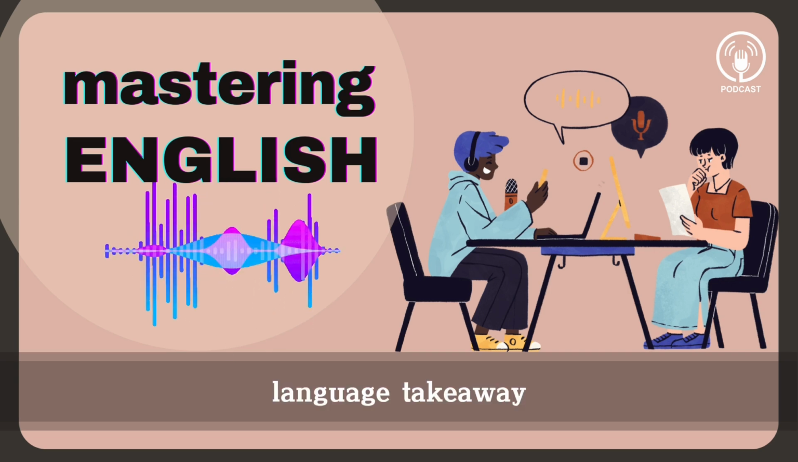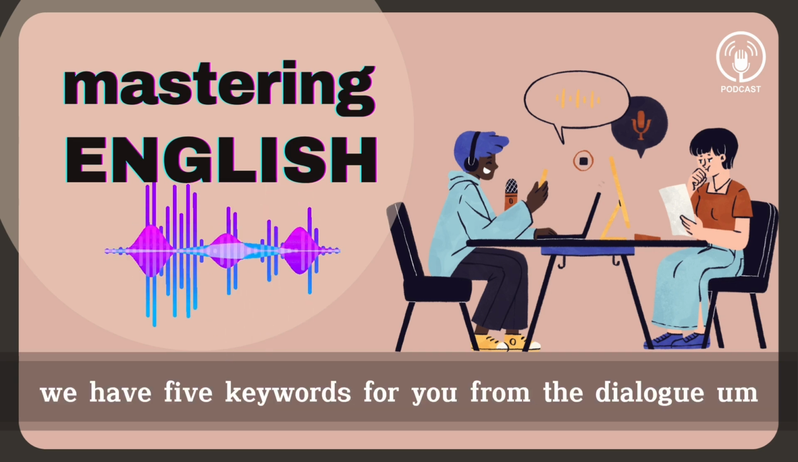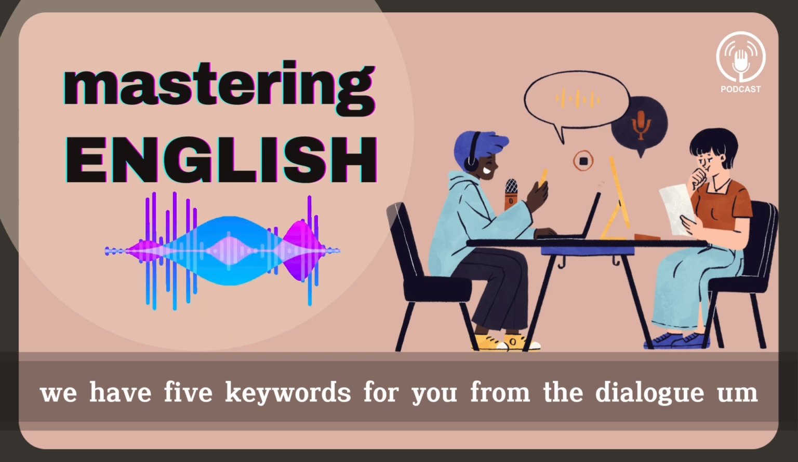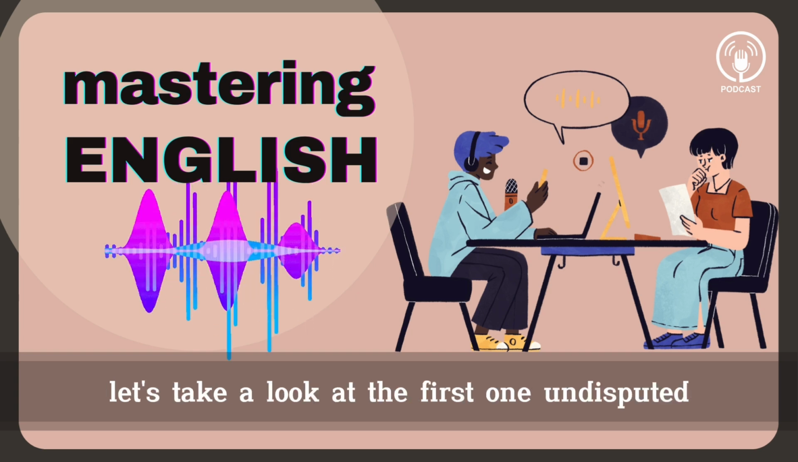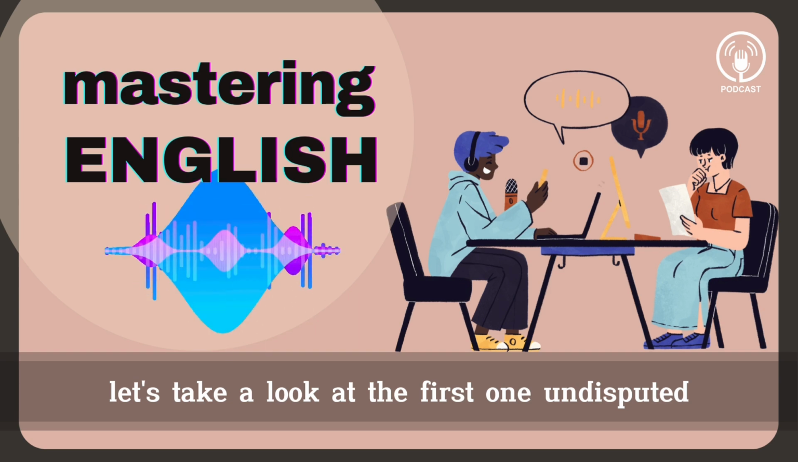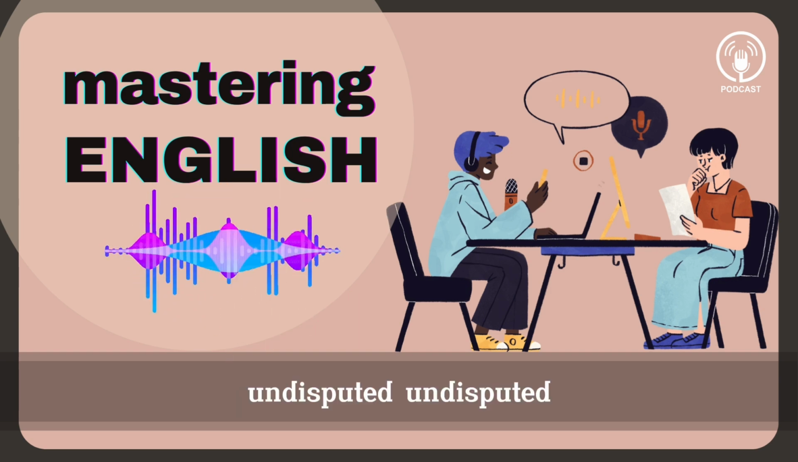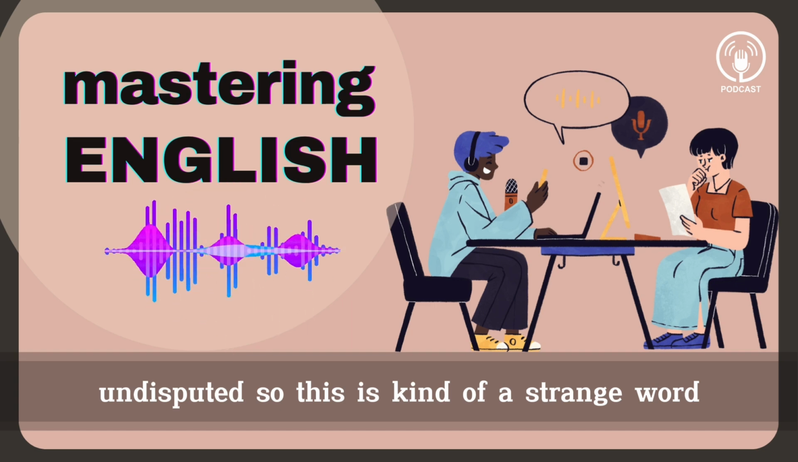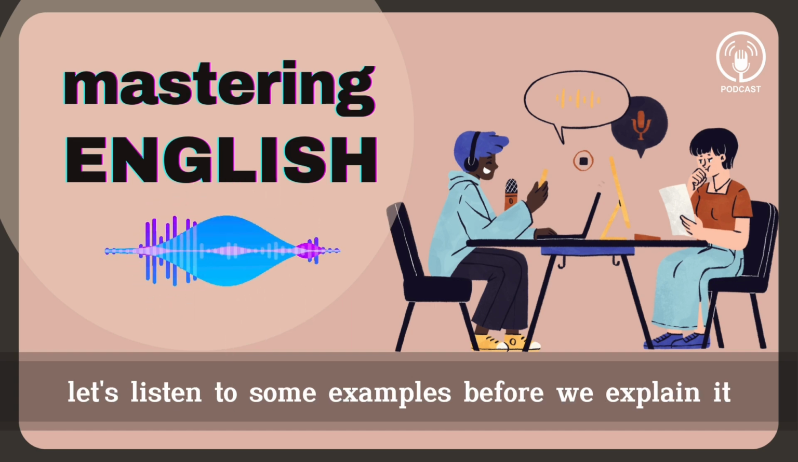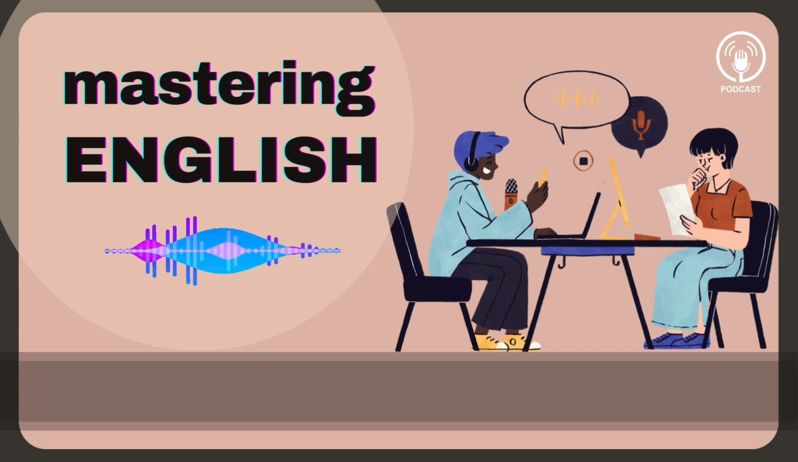Language takeaway. All right, in this lesson, we have 5 keywords for you from the dialogue, which we hope that you will remember. Let's take a look at the first one. Undisputed. So this is kind of a strange word. Let's listen to some examples before we explain it.